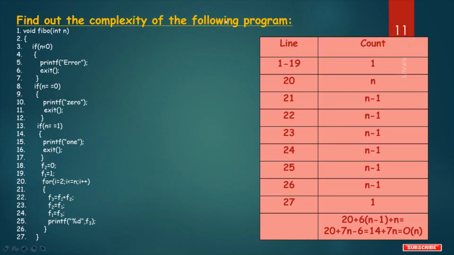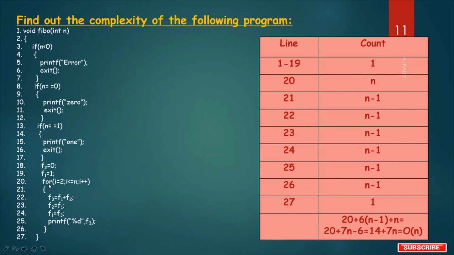Find out the complexity of the following program. This is a program for the Fibonacci series. I have to calculate the complexity of this program. From line 1 to 19, these lines are executed only one time, so the count is 1 for these lines. For line 20, this for loop will be executed n minus 1 times. And the last time, when we compare with this condition and the condition becomes false, this line will also be executed. So the total number of executions for line number 20 is n.